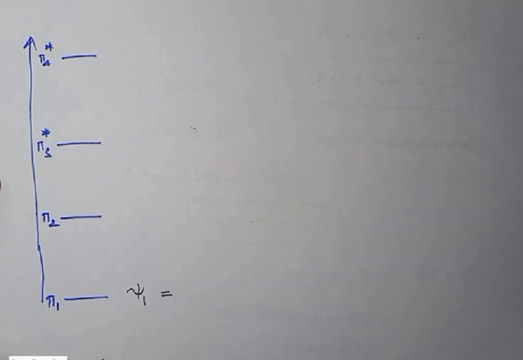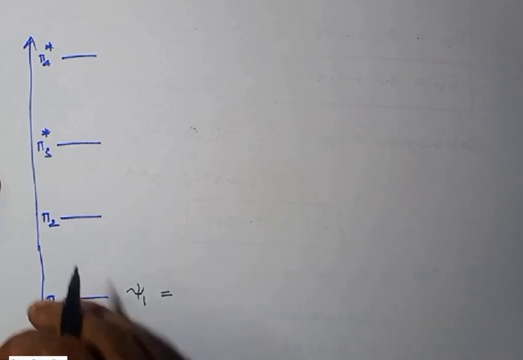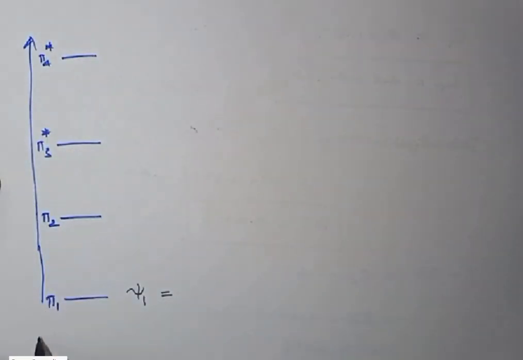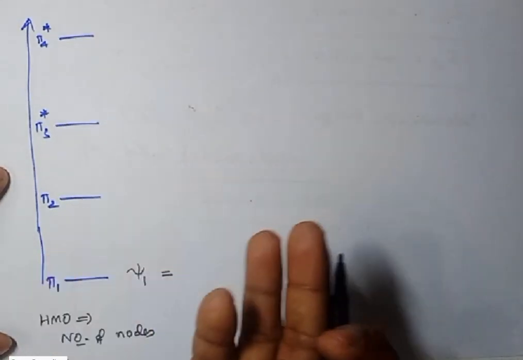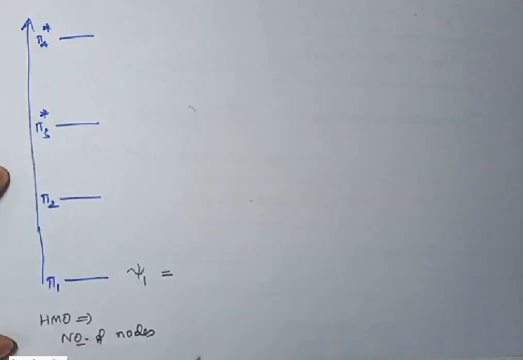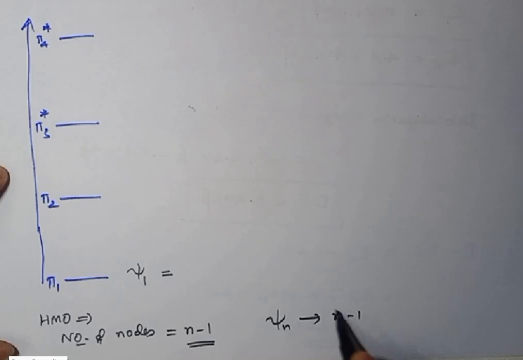Psi1 equal to, listen carefully, for the Huckel molecular orbital, remember, in each molecular orbital, there may be 0 node or 1 node or 2 nodes. It depends upon the molecular orbital. Number of nodes is equal to n minus 1. This is the formula we use. So if wave function is psi n, then it contains n minus 1 nodes.